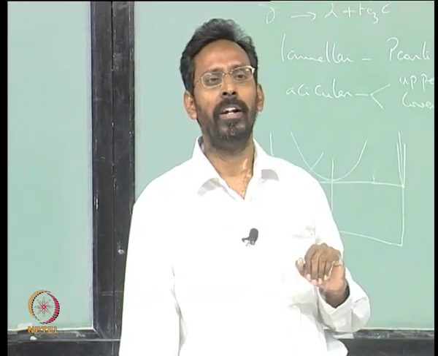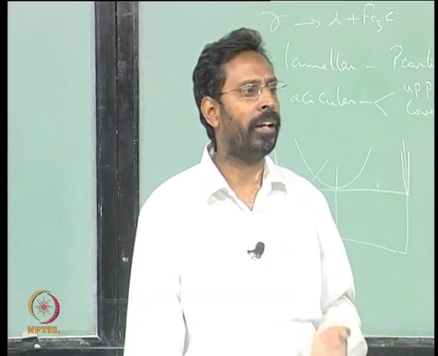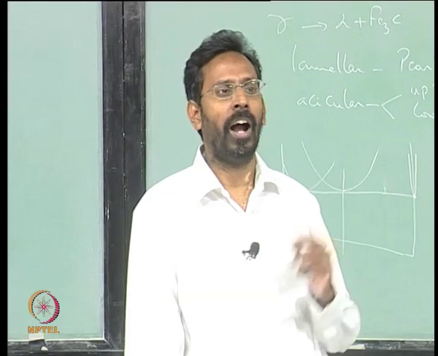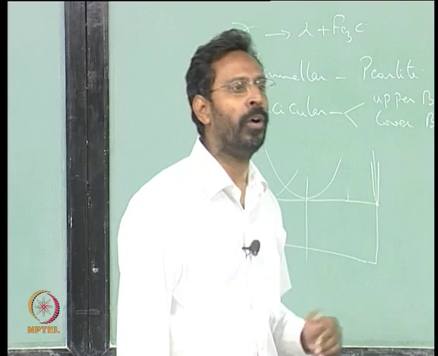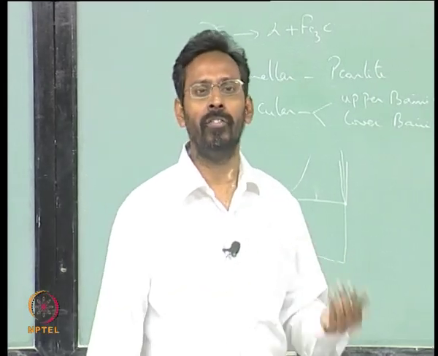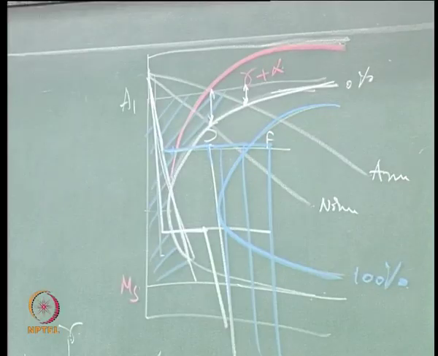Heat it back to above A1 and then hold it until all the pearlite gets converted to austenite, and then from there you quench it. Depending on your quenching rate you either get a partial martensite or a full martensite, depending on whether it is intersecting the start of transformation or not intersecting the start of transformation.